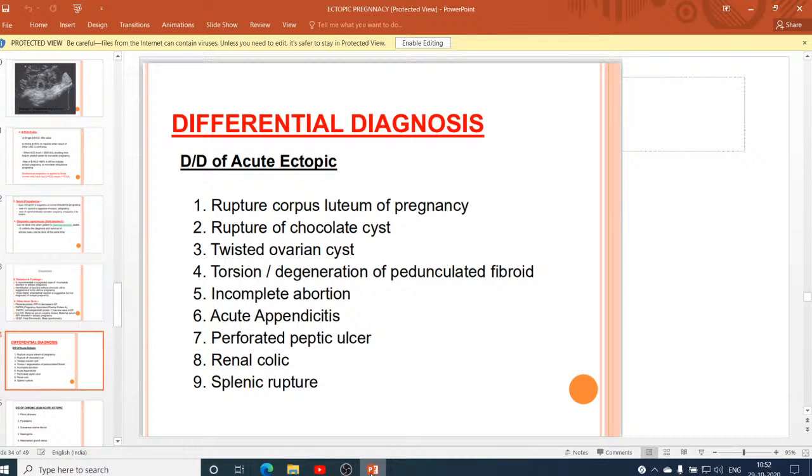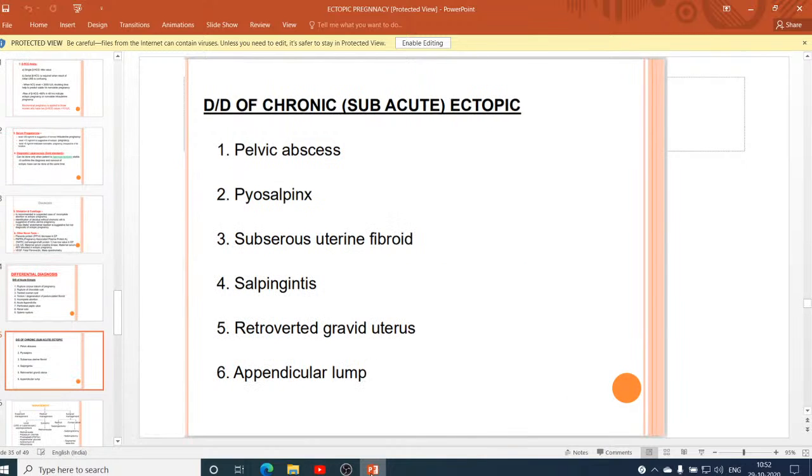Now, what are the differential diagnoses of acute ectopic? Rupture of corpus luteal cyst of pregnancy will definitely show the same picture as ectopic pregnancy: pain, bleeding, followed by hematoma, followed by tenderness in the abdomen. Rupture of chocolate cyst, twisted ovarian cyst, torsion, degeneration of pedunculated fibroid, incomplete abortion, acute appendicitis, perforated peptic ulcer, renal colic, and splenic rupture.